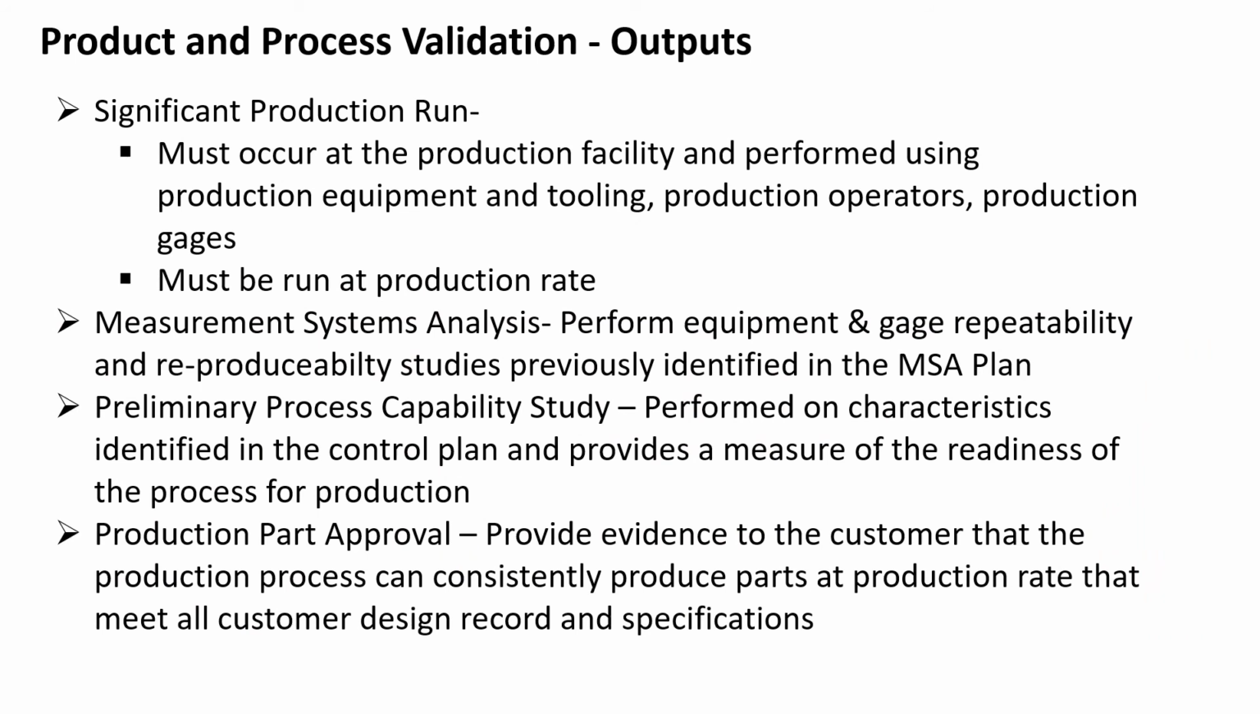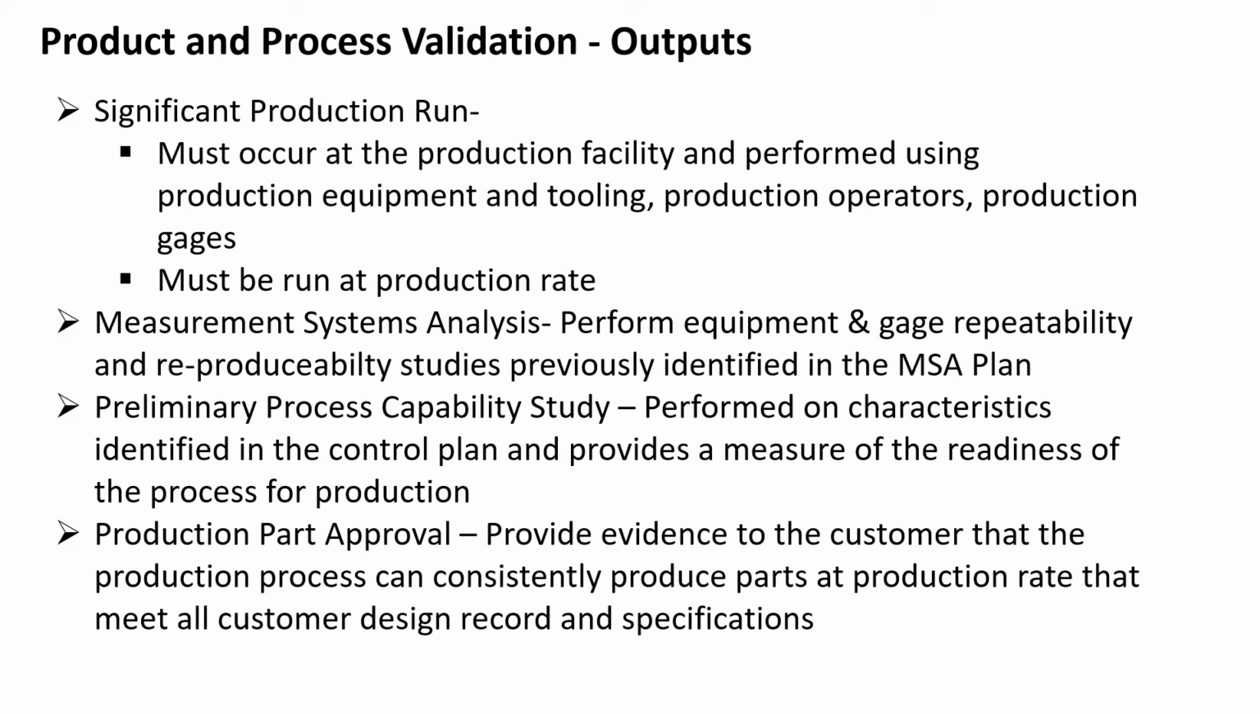The significant production run must occur at the production facility and be performed using production equipment and tooling, production operators, and production gauges, and it must be run at production rate. So it is at the client environment. Measurement system analysis is nothing but performing the equipment and gauge repeatability and reproducibility studies previously identified in the MSA plan. So we need to analyze it. Previously it was planned, and here it is performed and analyzed.